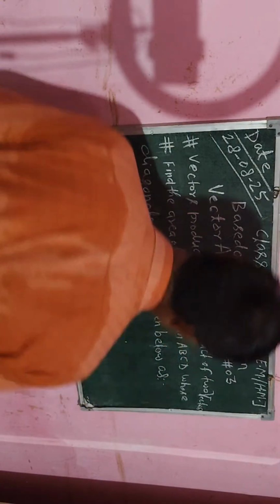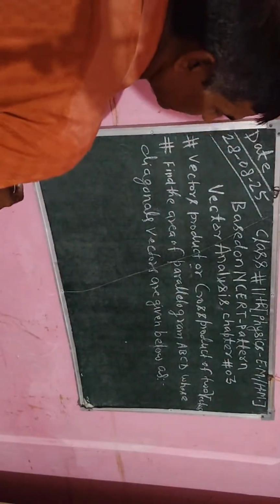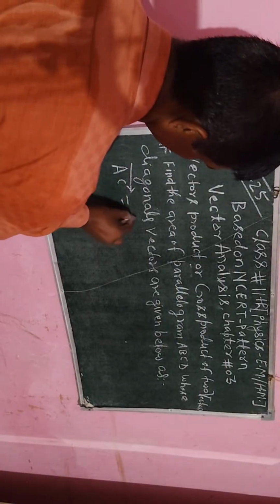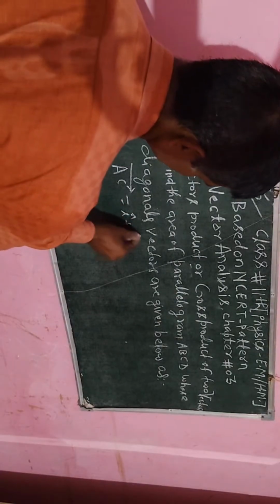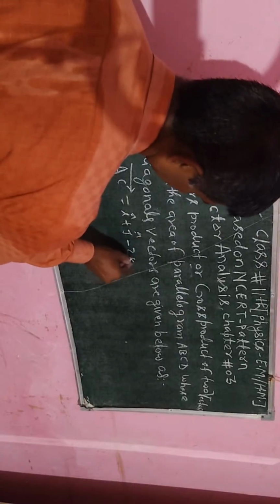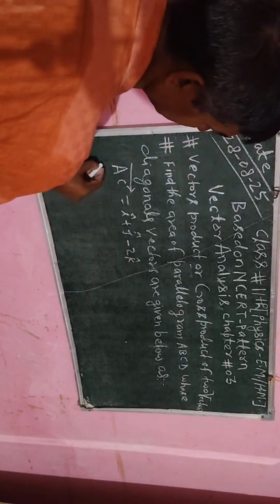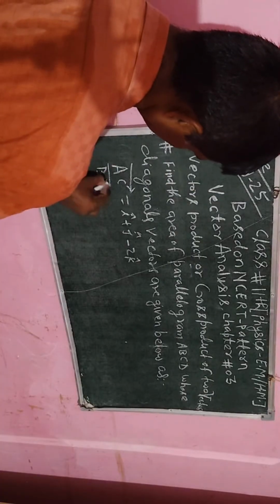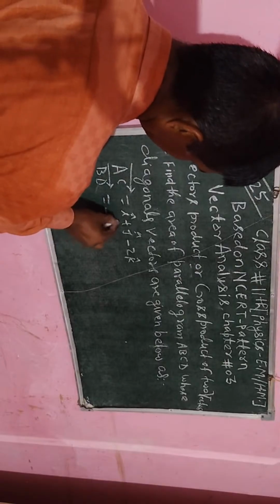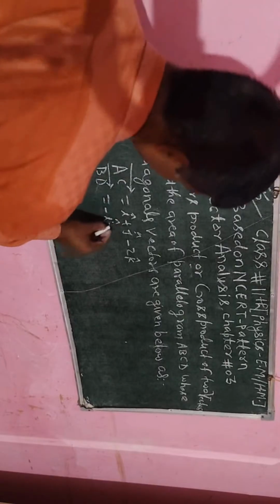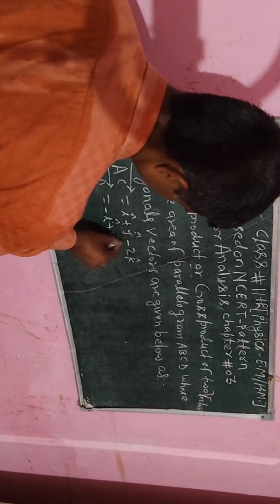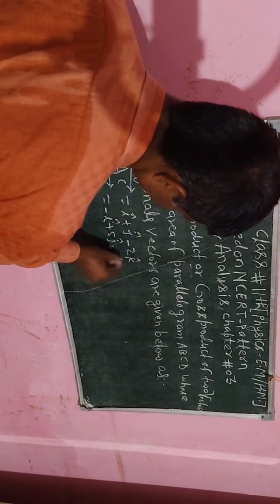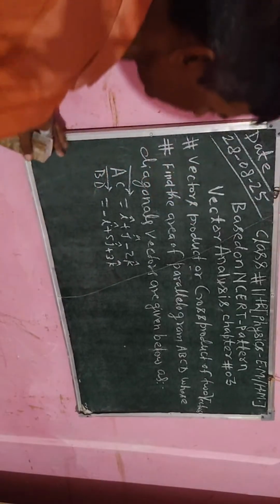Okay students, one diagonal I will say is AC. Vector AC is given as vector i plus vector j minus 2 vector k, and diagonal BD is also given as minus vector i plus 5 vector j plus 3 vector k. So we have to find the area of the parallelogram.